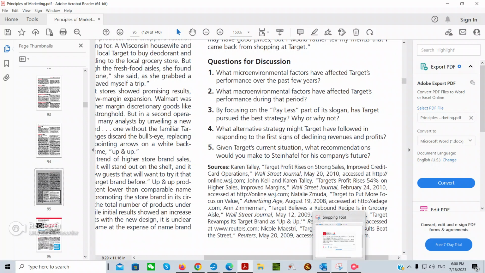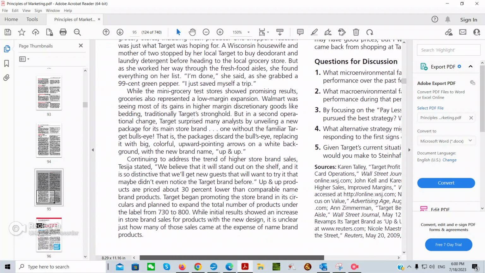All right. So, there are 5 questions you should be able to answer. Number 1, what microenvironmental factors have affected Target's performance? Number 2, what macroenvironmental factors have affected Target's performance during the period? Number 3, by focusing on the "pay less" part of the slogan, has Target pursued the best strategy, why or why not? Number 4, what alternative strategy might Target have followed in responding to the first signs of declining revenues and profits? And number 5, given Target's current situation, what recommendations would you make for the company's future? These are optional questions you can ask yourself.